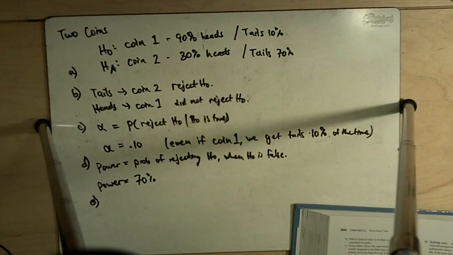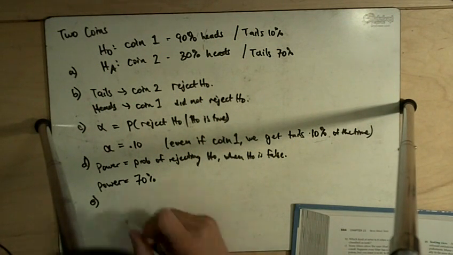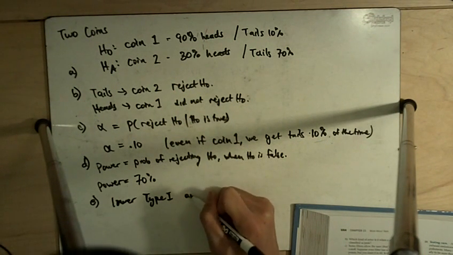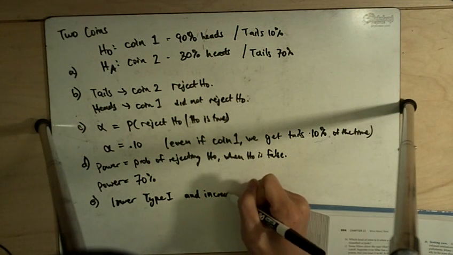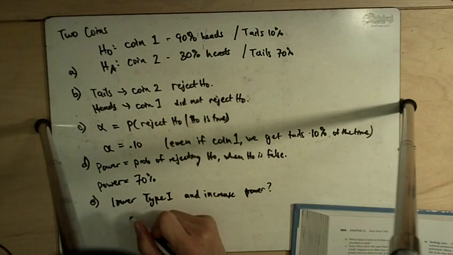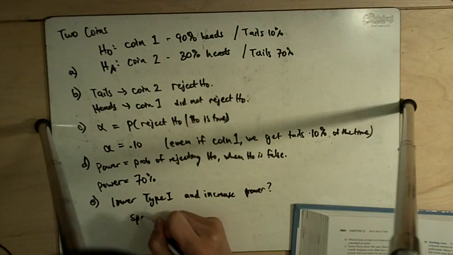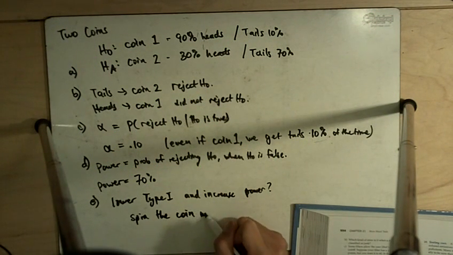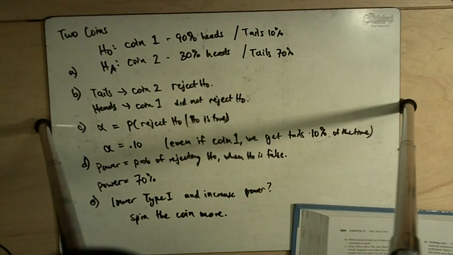Finally, how could you lower the probability of a type 1 error and increase the power at the same time? Lower type 1 and increase power. The easiest way would be to just do more spins. Spin the coin more often. Okay, if you spin the coin often or many times, then you will be more certain about whether you have coin 1 or coin 2.